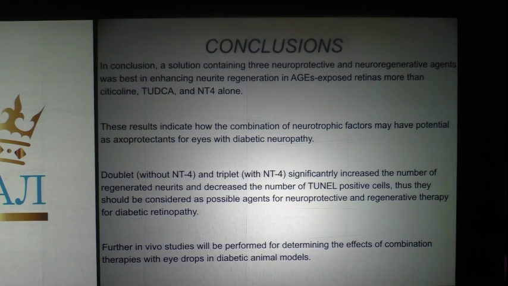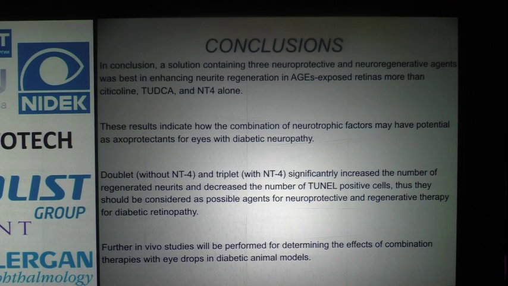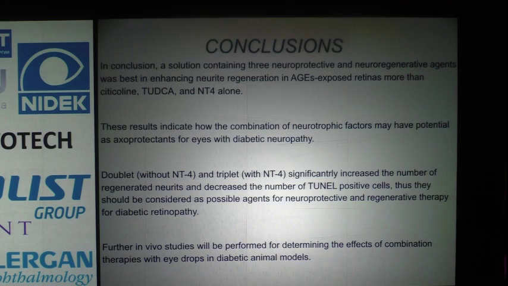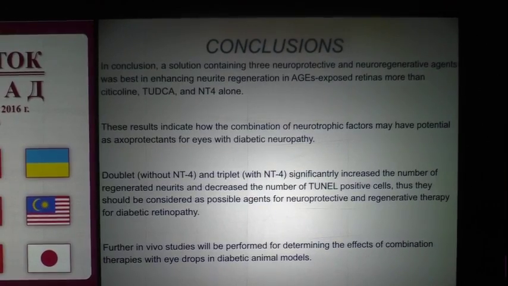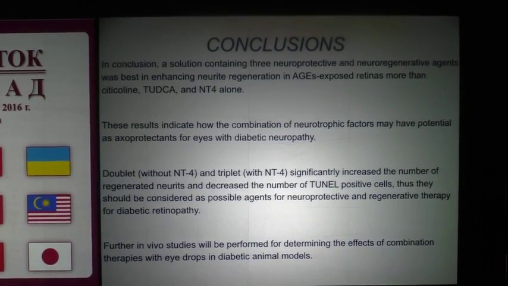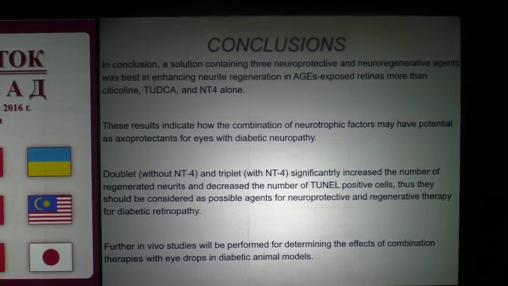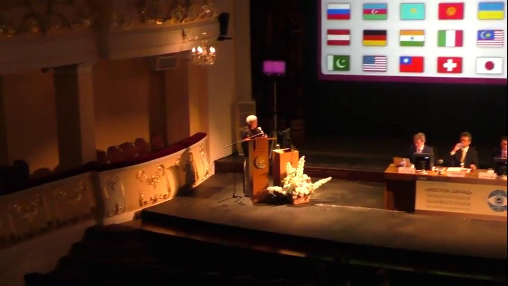This result indicates that the combination of neurotrophic factors may have potential as axoprotectants for the eye with diabetic retinopathy. The duplet and triplet significantly increased the number of regenerated neurites and decreased the number of TUNEL positive cells, and thus they should be considered as possible agents for neuroprotective and regeneration therapy for diabetic retinopathy. Further, we are planning to perform an in vivo study to determine the effect of combined therapy with eye drops in diabetic animal models.